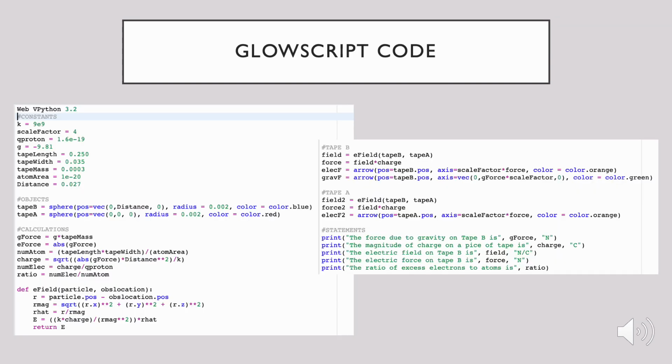Here I have my GlowScript code where I set up all of the constants we talked about in the last slide, as well as the equations needed to calculate the force due to gravity, the electric force, the number of atoms on the tape, the charge on the tape, and the number of electrons on the tape, as well as the ratio of the number of excess electrons to the number of atoms. And we have our separations for tape B and tape A in terms of the force acting on each one for the model, and we have the statements displaying the calculations from the calculation section that I coded.